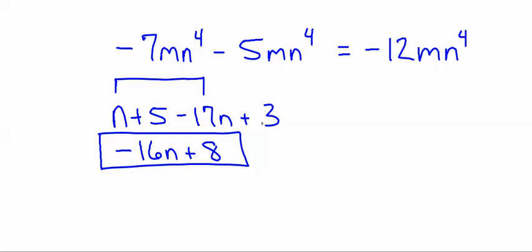Same deal. Try it and then look up. Let's see. Negative 4m minus n plus 1 plus 2n.